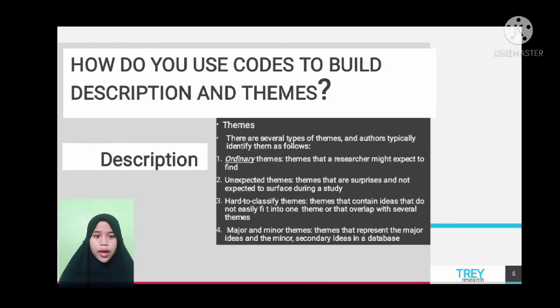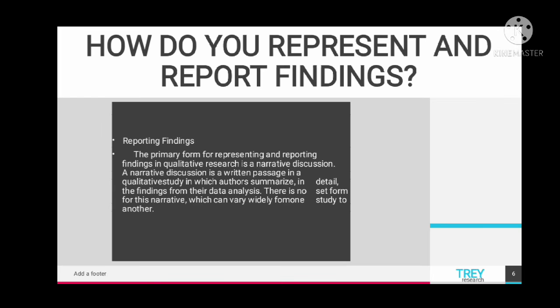The third, hard-to-classify themes: themes that contain ideas that do not easily fit into one theme, or they overlap with several themes. The last, major and minor themes: themes that represent the major ideas and the minor, secondary ideas in a database.